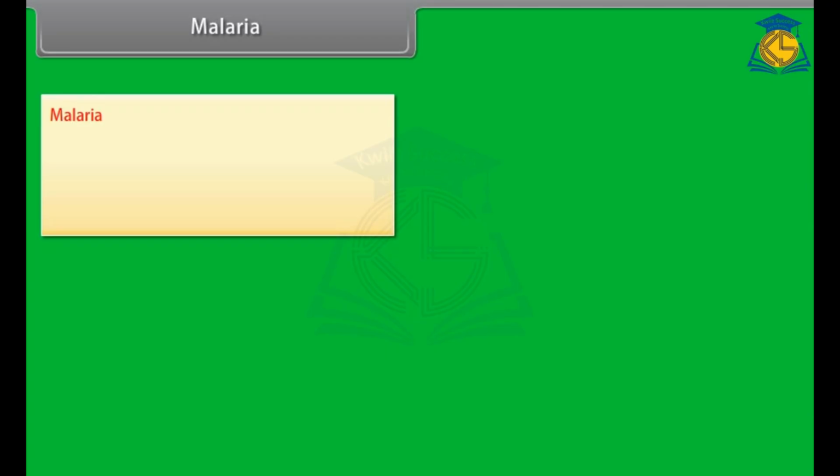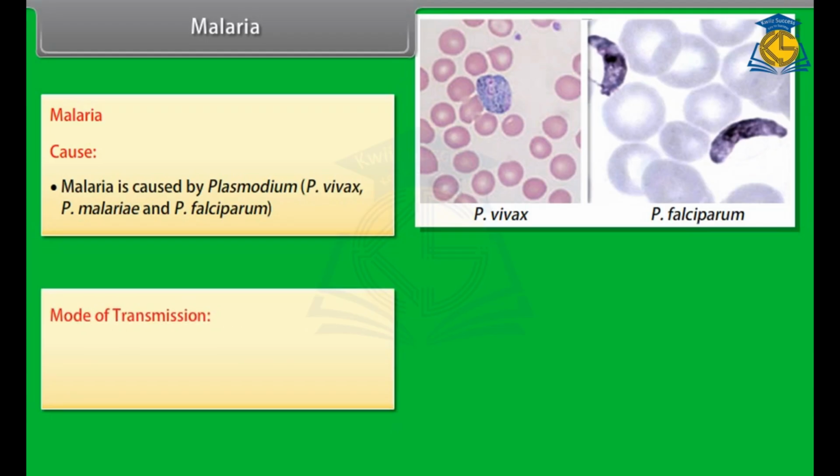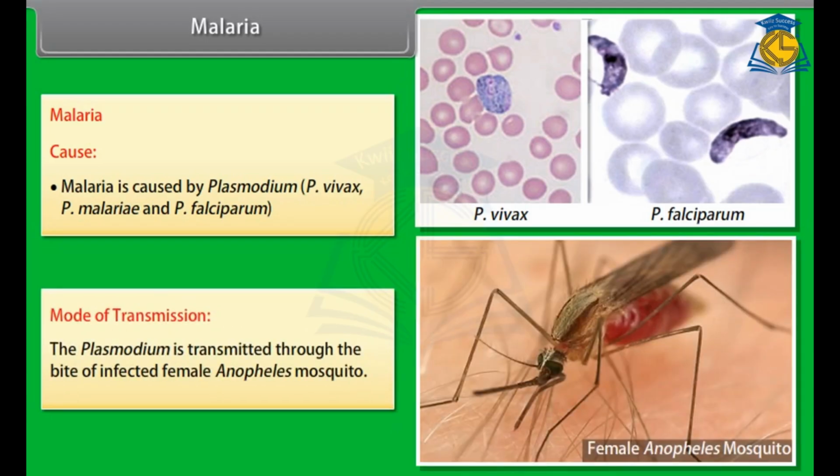Malaria. Cause. Malaria is caused by Plasmodium: P. vivax, P. malariae and P. falciparum. Mode of transmission. The Plasmodium is transmitted through the bite of the infected female Anopheles mosquito.